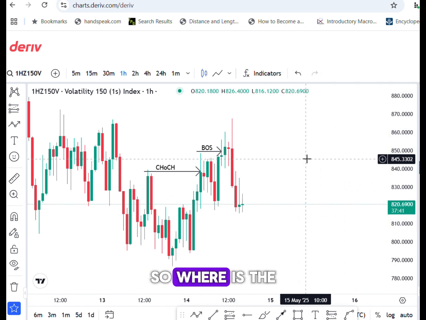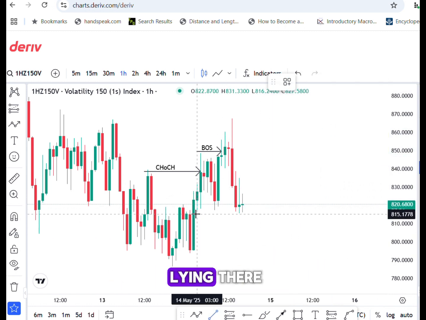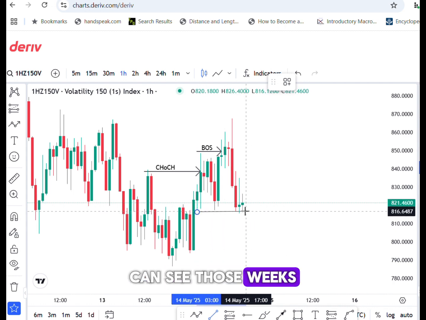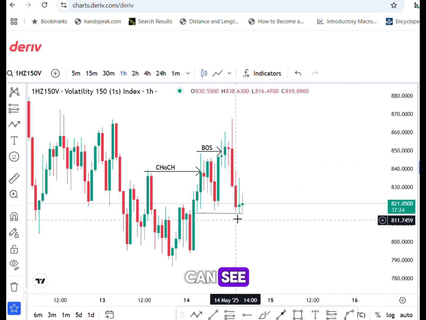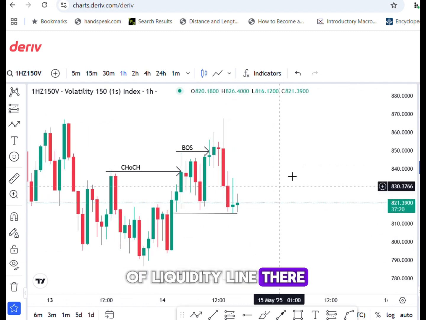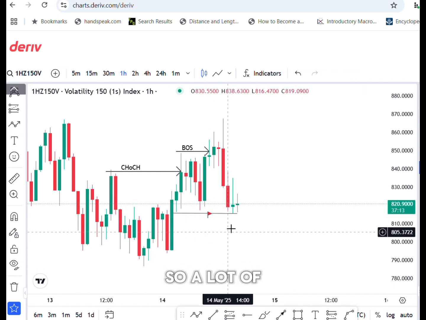Right. So where is the point of interest we are looking at? First of all, you can see all this downside. Yes, there is a lot of liquidity lying there. You can see those wicks. So I like to annotate the liquidity with that red flag, right? So a lot of liquidity lying there.